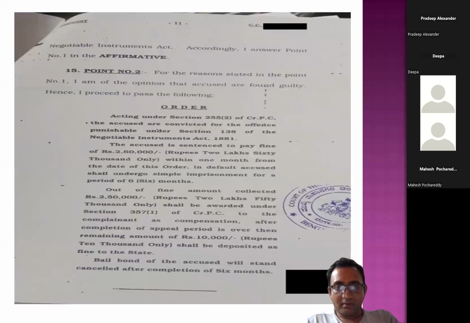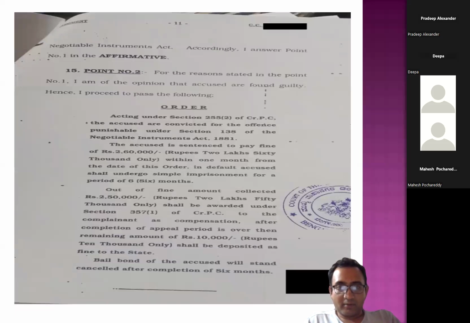So finally, considering the absence of the accused and non-execution of the NBW, the recording of the statement under the section was dispensed with, as directed by the Honorable Court. Here one or two judgments have been produced by our office. So finally, the order issued by the judge.